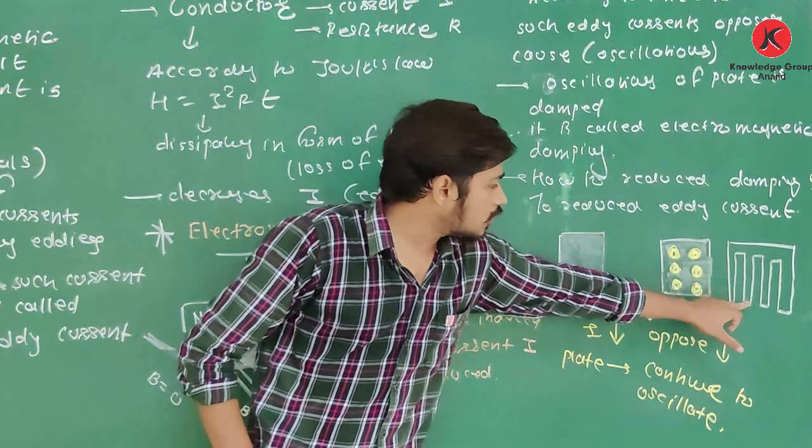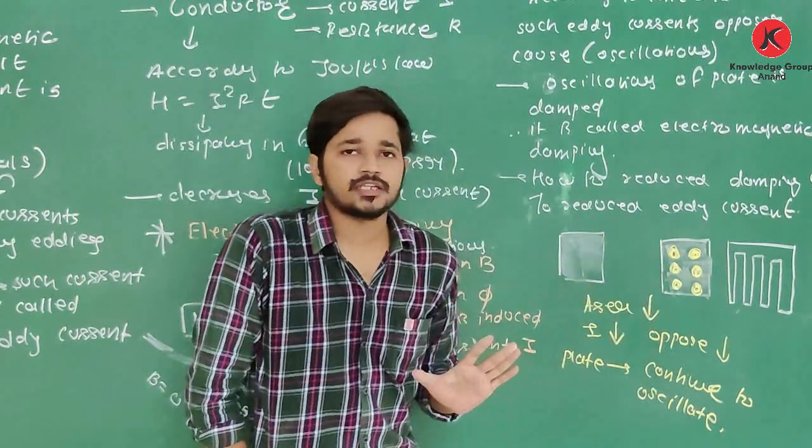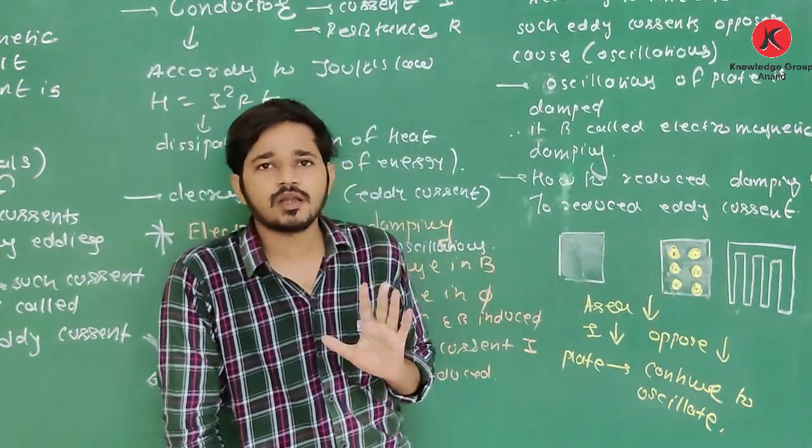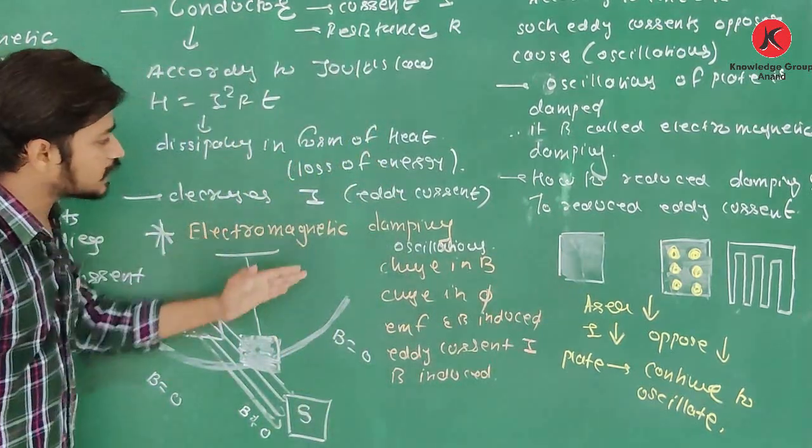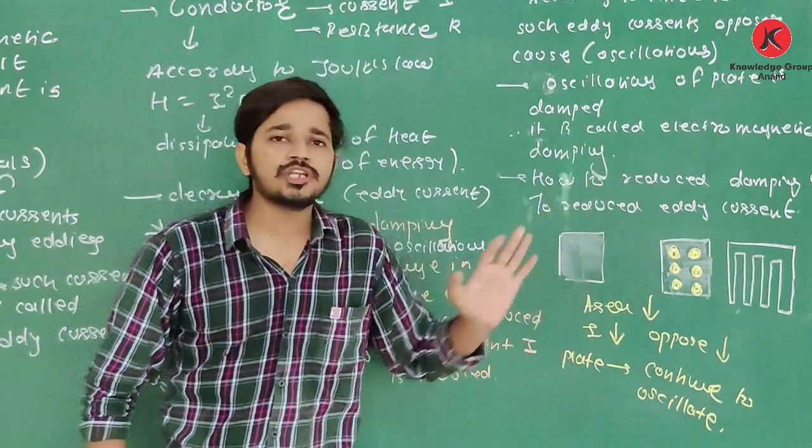With holes, or this plate is made slotted. This plate is made slotted. Clear about this? So yes, it is one question, which is what is electromagnetic damping and how to reduce it.